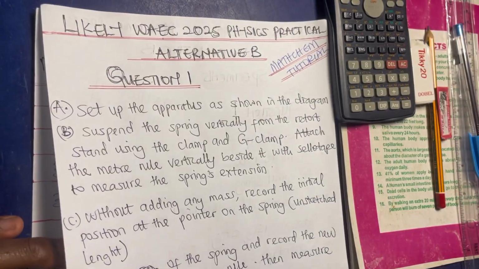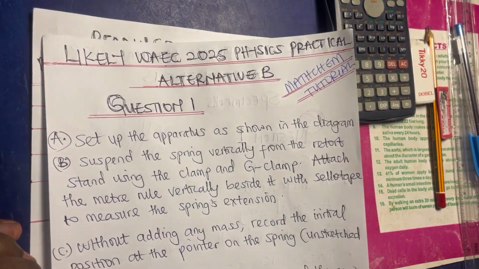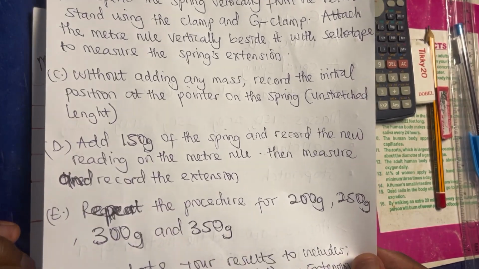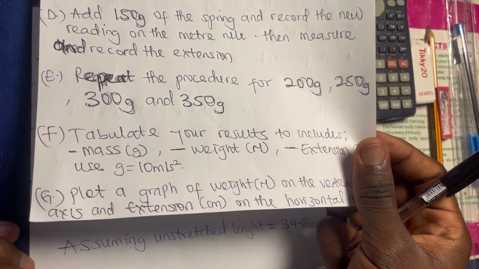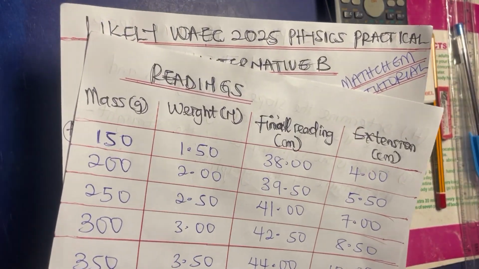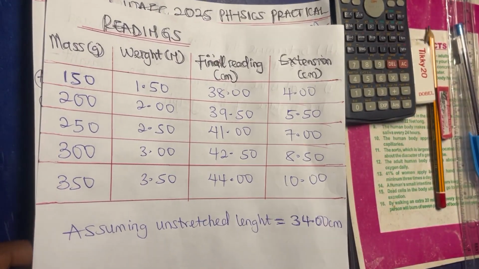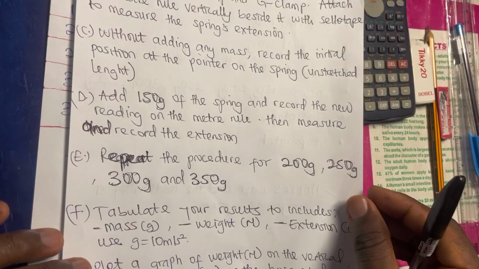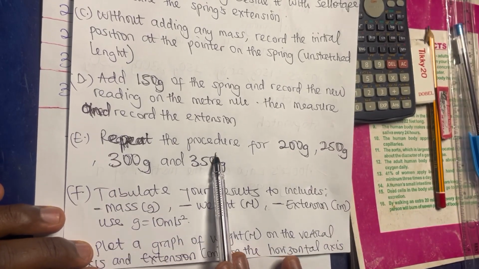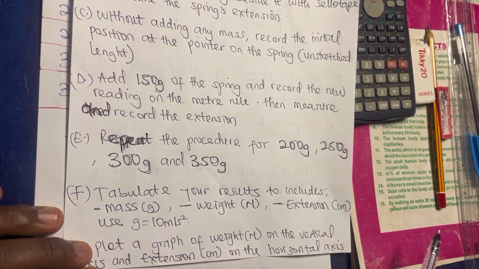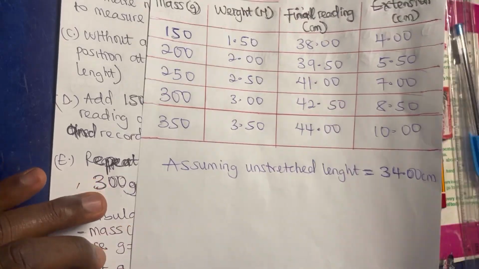Then this is my likely question for WAEC 2025 Physics Practical Alternative B, question number 1. As you can see it clearly here. And then these are my readings. So now from this question here, they said repeat the procedure for 200 gram, 250 gram, 300 gram, and 350 gram. So I have it here.